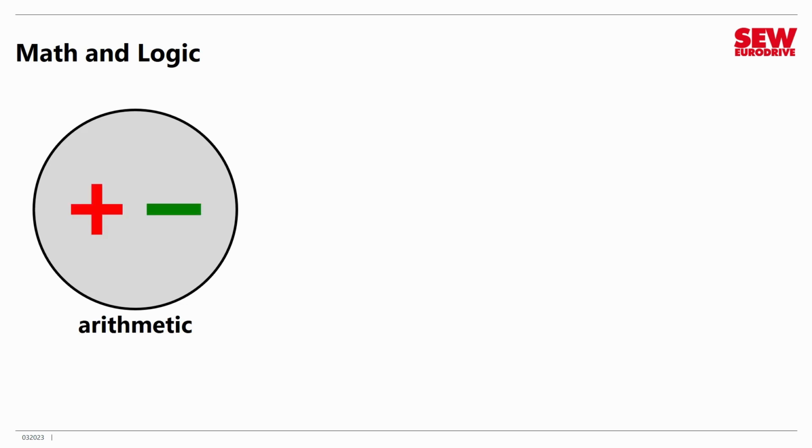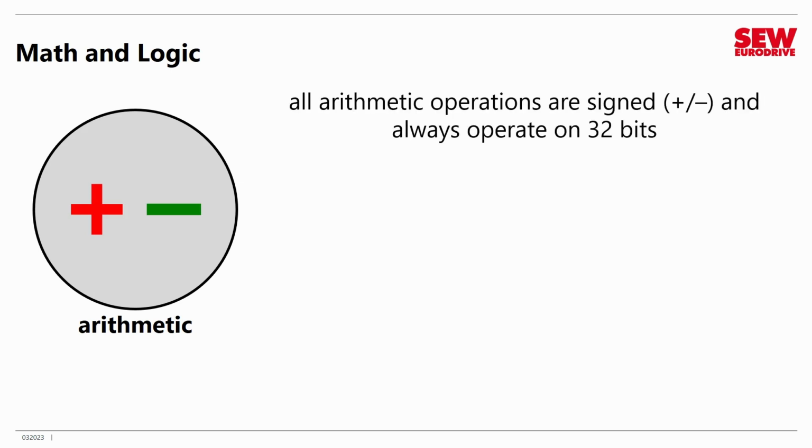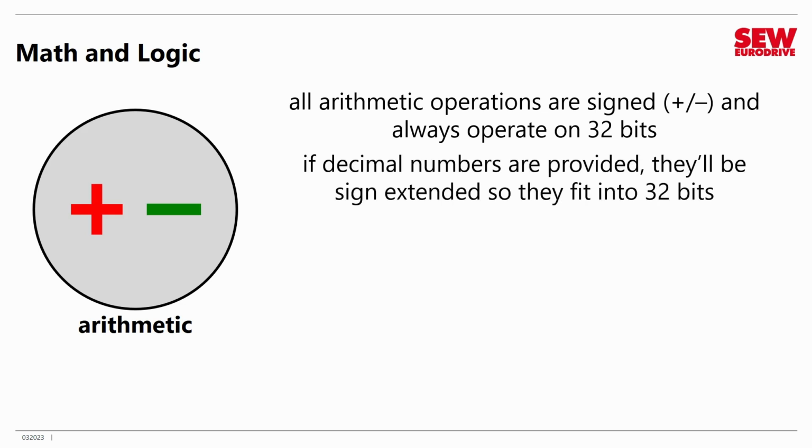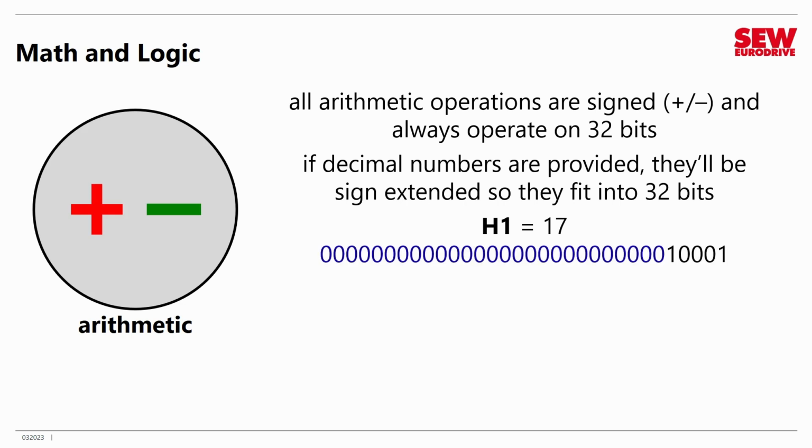Okay, now we come to the familiar kind of arithmetic: addition, subtraction, multiplication, division type math. Need to talk about a few details associated with it before we look at the specific operators. Just a reminder, all arithmetic operations are signed operations. They always operate on 32 bits, so there's always a sign in the picture when you do conventional arithmetic. If you supply decimal numbers, remember they will always be sign extended so they fit into a full 32 bits. For example, if you say H1 equals 17, that's actually plus 17 decimal. And this is what will be sitting in there.